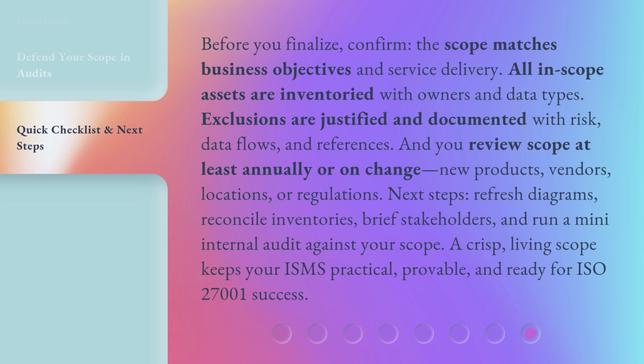Next steps: refresh diagrams, reconcile inventories, brief stakeholders, and run a mini internal audit against your scope. A crisp, living scope keeps your ISMS practical, provable, and ready for ISO 27001 success.